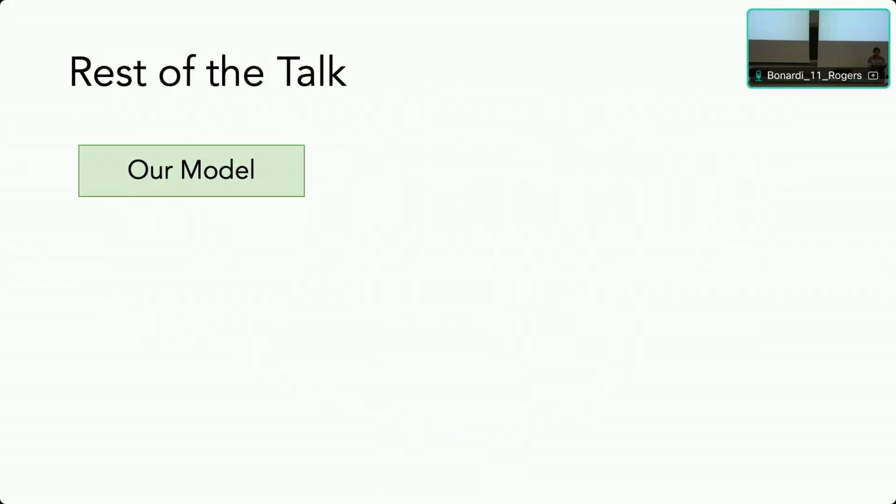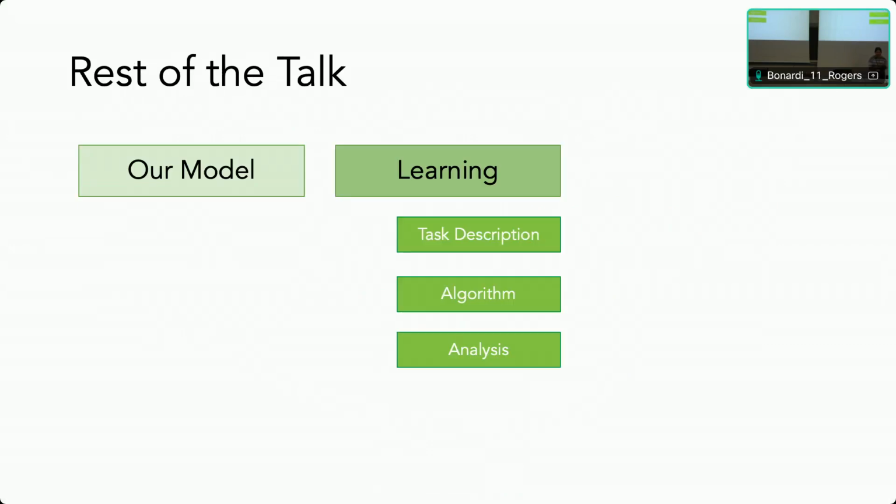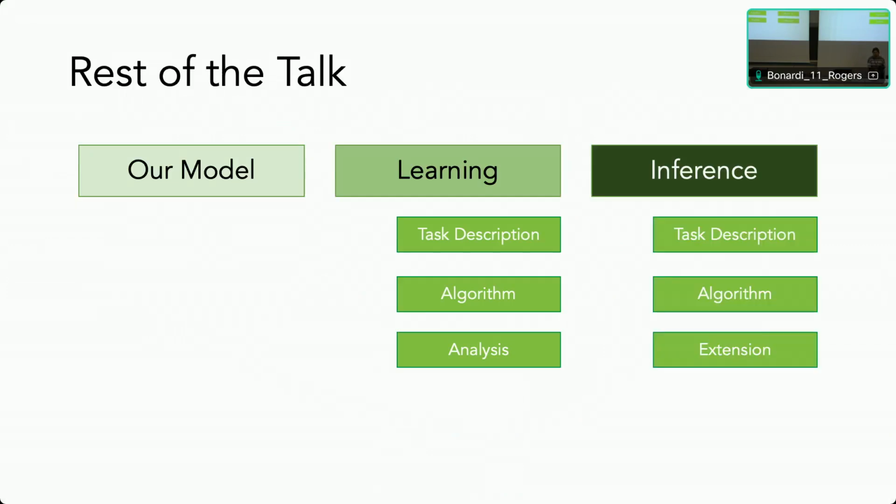In the rest of the talk, I'll define that model. I'll talk about what I'll call the learning task, describe the task, give an algorithm, and do some analysis. In the standard dictionary learning setting, this is similar to recovering the atoms of the dictionary. Then I'll talk about what we call the inference task, describe it, give an algorithm, and then give an extension, which is what loosely ties this to the rest of the talks in this session, in terms of robustness.